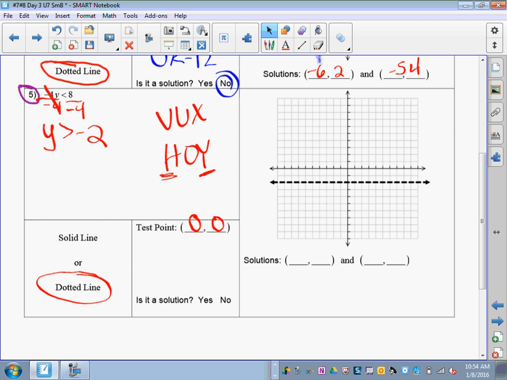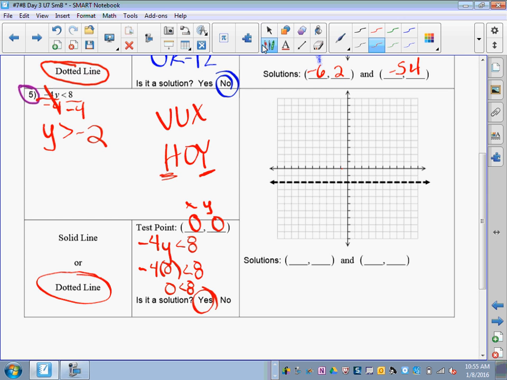0, 0. Let's put this into my original equation. My original equation was negative 4y is less than 8. So we have x and y. So negative 4 times 0. What's negative 4 times 0? And is 0 less than 8? Yes. So this is a solution. So go to where 0, 0 is, and that's going to be part of my solution set. So again, we shade the part that has it. Has it? Yes, because it is a solution, so we shade that part.